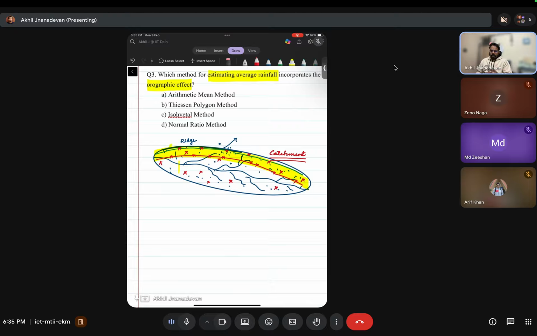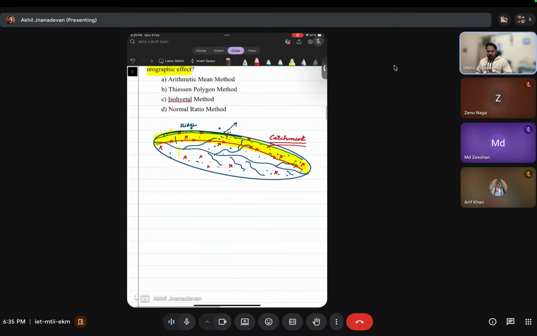Then we can look at each of the averaging techniques, which will have an issue and which won't. The first option is the arithmetic average method. Arithmetic average is simple. If we have 10 or 15 or hundreds of rain gauges, we take the average of all the values.